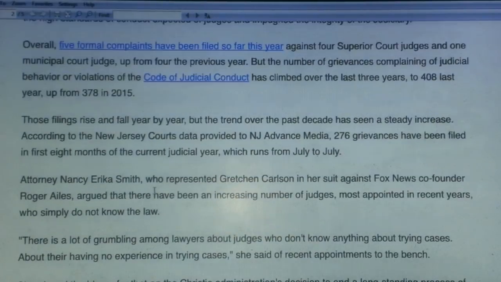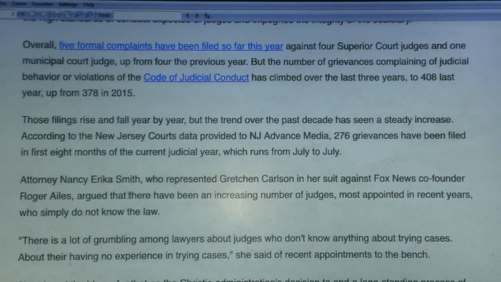It said attorney Nancy Erica Smith, who represented Gretchen Carson in her suit against Fox News co-founder Roger Ellis, argued that there have been an increasing number of judges, most appointed in recent years, who simply do not know the law. Do you hear this, family? Tell me about it.